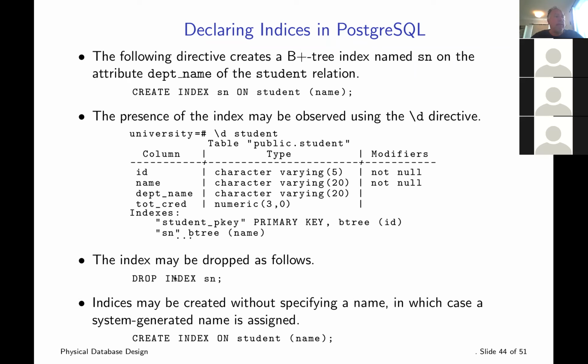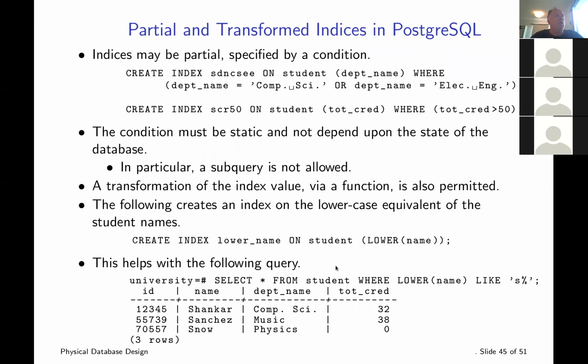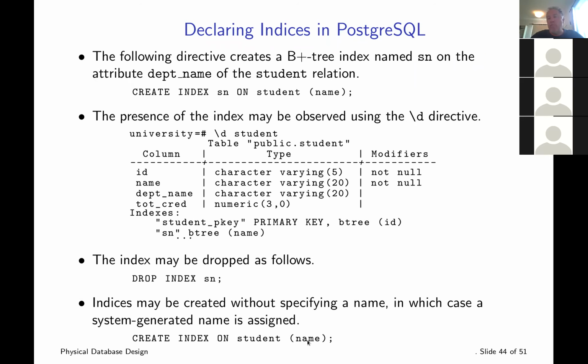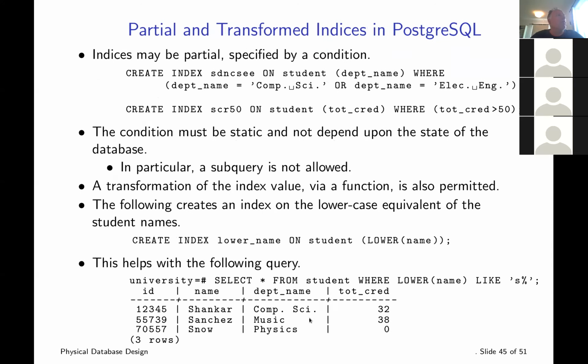So you can also drop indexes. This is usually the way I do it: just create index on, and then give it the table and then the attribute. Or as we'll see later, attributes. You can have multiple attribute indexes. Okay, so there's also this, and I think the example here is not the greatest example because you would never use this. It would be very improbable you would use this.